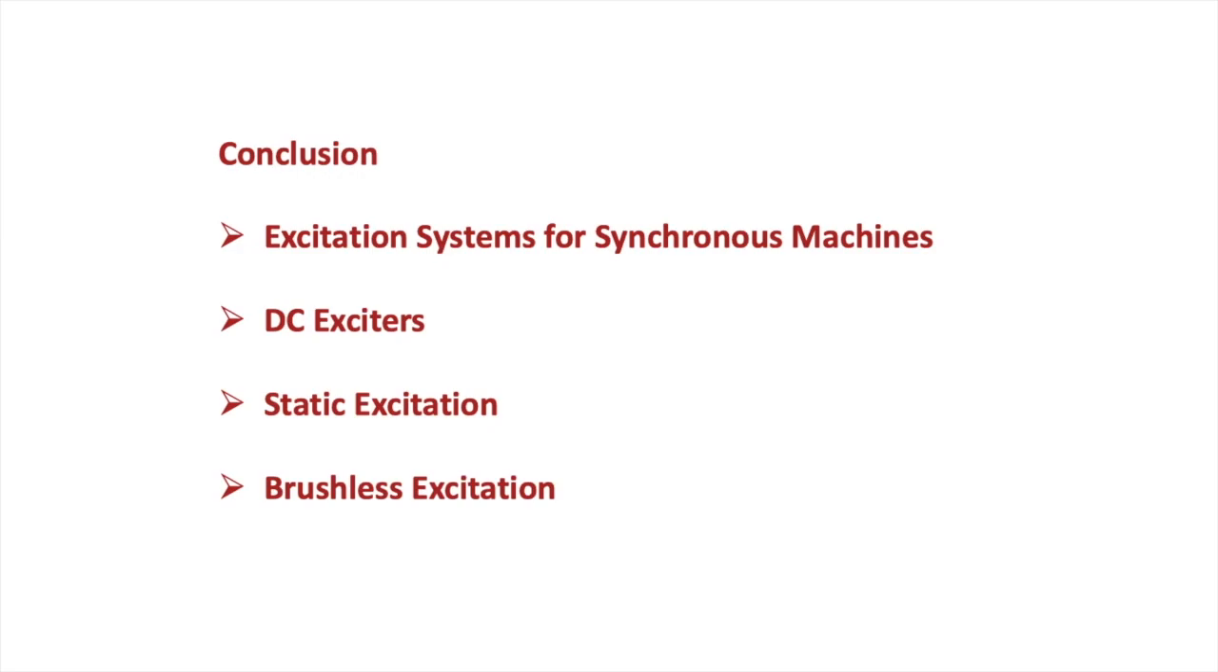So our best system is the brushless excitation system, where the slip ring and brush arrangement has been removed and the supply is given through the thyristor control bridge rectifiers, plus it is given through the permanent magnet generator, which is being controlled by the thyristor bridge circuitry.